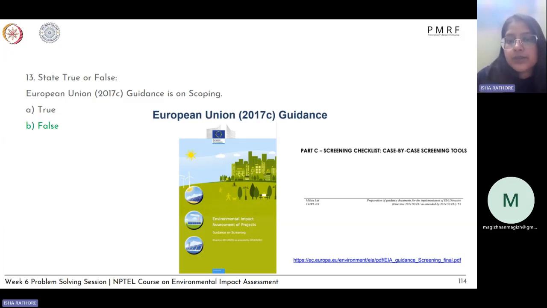The European Union guidance is on screening checklist for the case-by-case screening tools. Okay, it gives the case-by-case as well as the threshold screening tools. So this statement is B, false. Moving on to the next question.